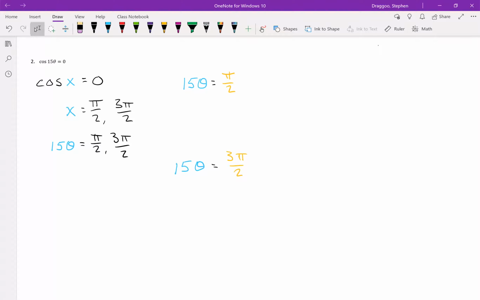Move over to the right, and I'm going to set up my two equations again. Now that I've found my angles that are on the unit circle, I'm going to add that 2k pi to each one of them so that I have all coterminal angles to pi over 2 and 3 pi over 2. And now I simply need to solve for theta, which means dividing 15 to both sides. So this will be pi over 30 plus 2k pi over 15.